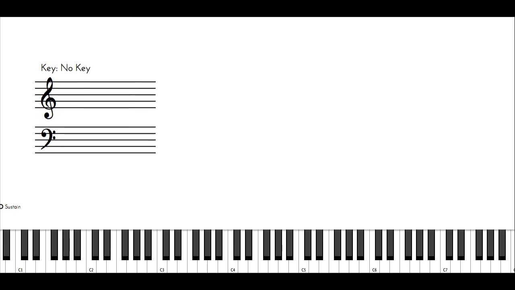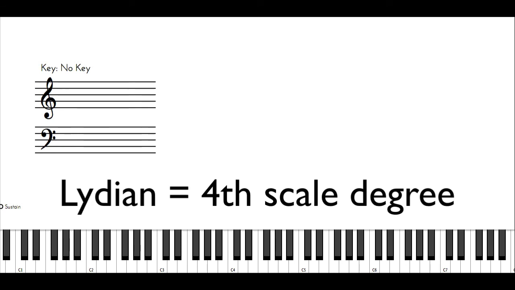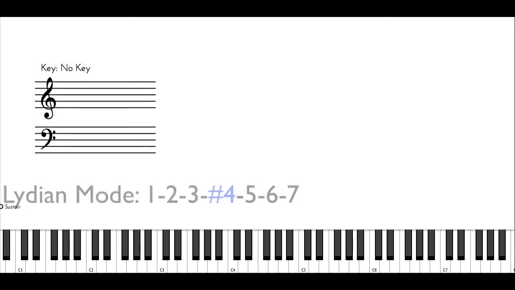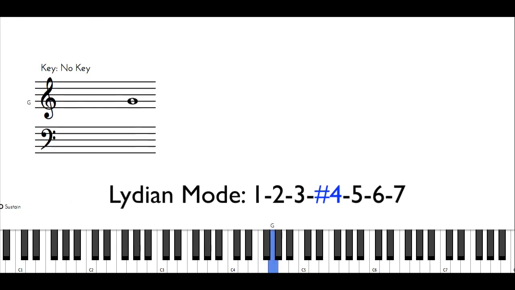Okay, so here's a quick review. The Lydian mode is based on the 4th scale degree. So if you're in the key of C, it would be C, D, E, F. F is the 4th scale degree, and we build the mode off of that. Another way to look at the Lydian mode is to remember the formula. And the formula for the Lydian mode is 1, 2, 3, sharp 4, 5, 6, 7, back to 1.